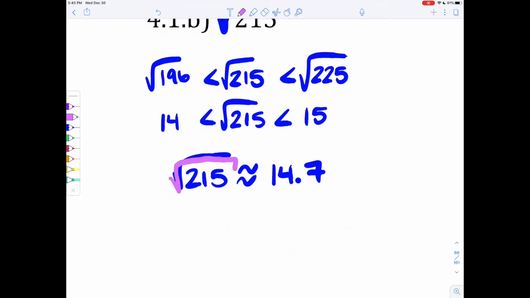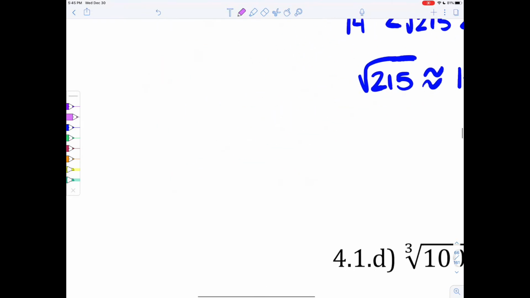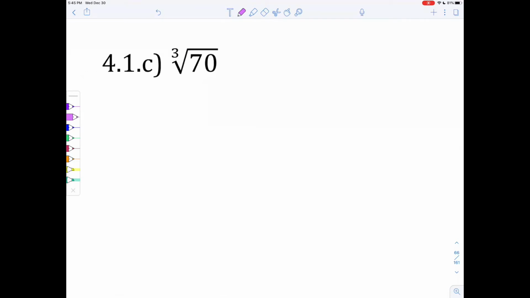All right. Mr. A, take it away! Okay. We're going to look at some cube roots and estimate those. You can feel free to try it if you're feeling confident. But the concept is still the same here. 70 is not a perfect cube, but it is between some perfect cubes. If you want to look at a list of perfect cubes and figure that out, cool.